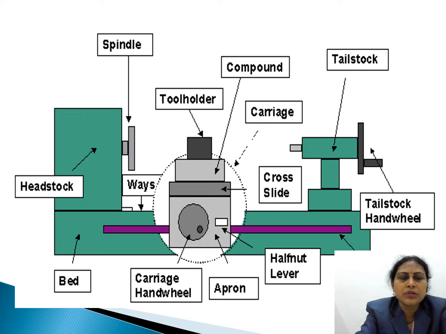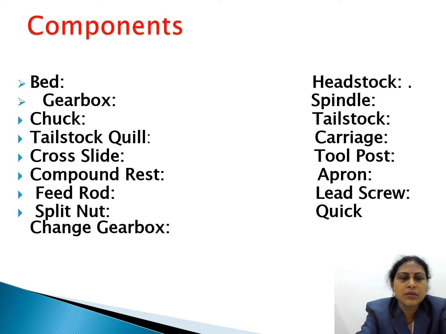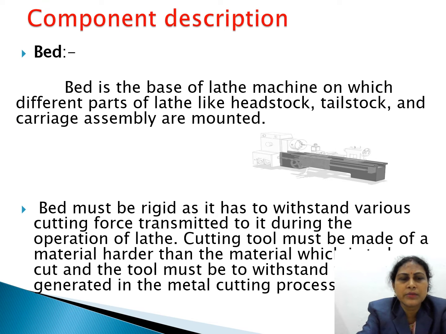The different components are the headstock, tailstock, spindle, carriage, tool holder, compound rest, tool post, carriage handwheel, apron, cross slide, tailstock handwheel, bed, gearbox, chuck, feed rod, split nut, change gearbox, and lead screw. These are the different components of the lathe machine.